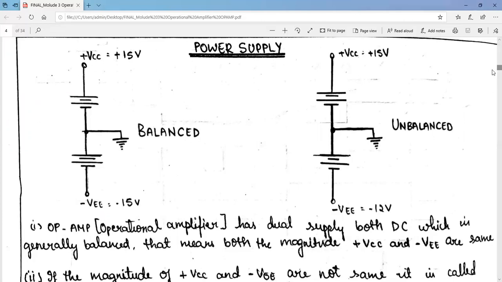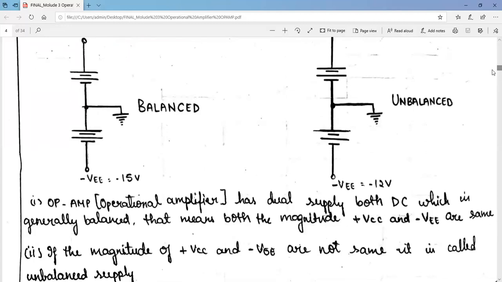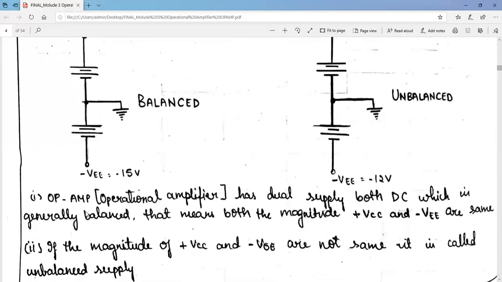So we'll just read through these particular points. Op-amp, or operational amplifier, has dual supply, both DC, which is generally balanced. That means both the magnitudes of plus VCC and minus VEE are the same. If the magnitudes of plus VCC and minus VEE are not the same, it is called unbalanced supply.